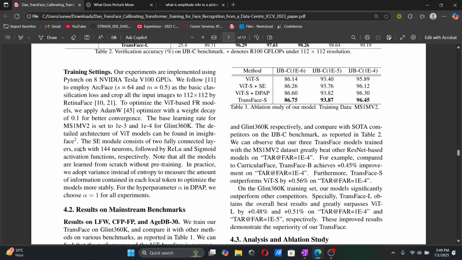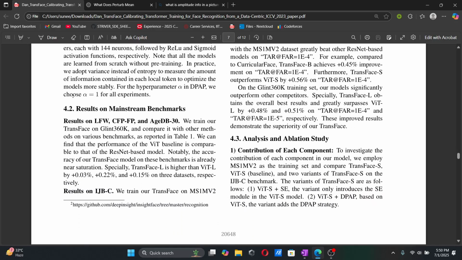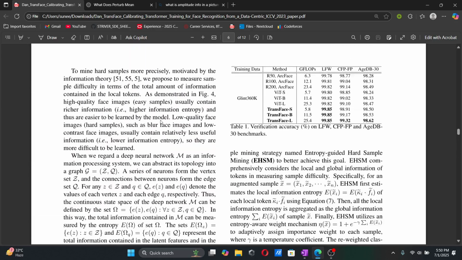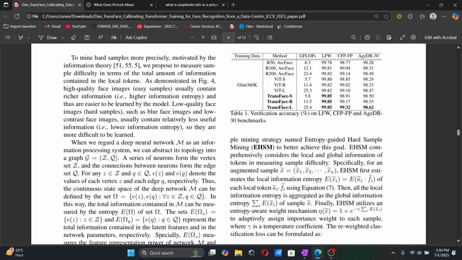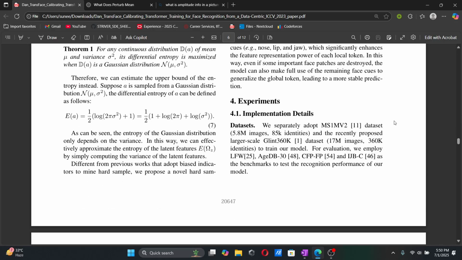And then the results. TransFace on Glint360K can be compared with other methods. This is table 2. Okay, this is table 1. Pretty impressive, right? I mean, it's the top in all of this.